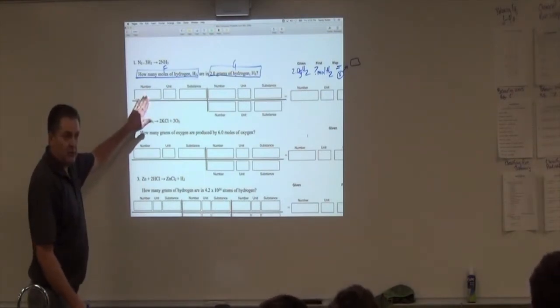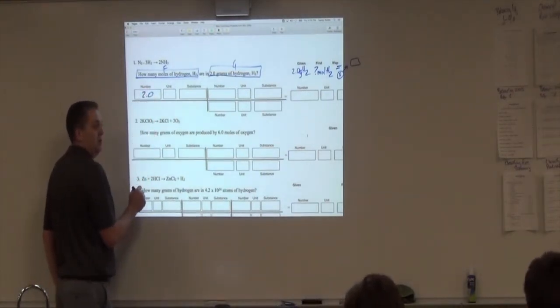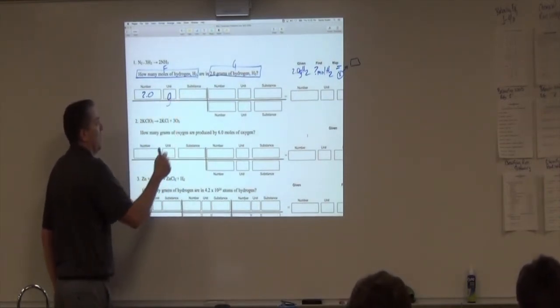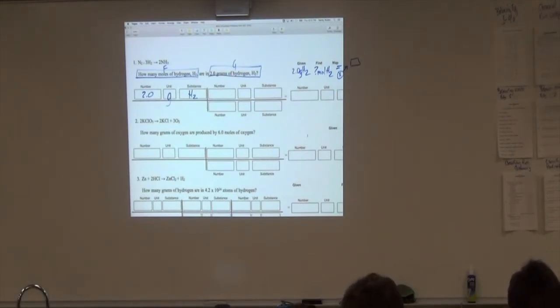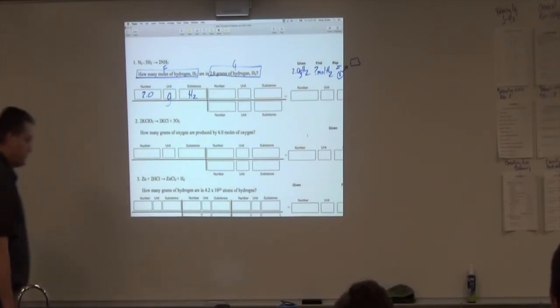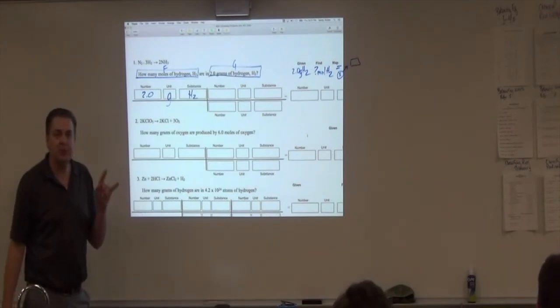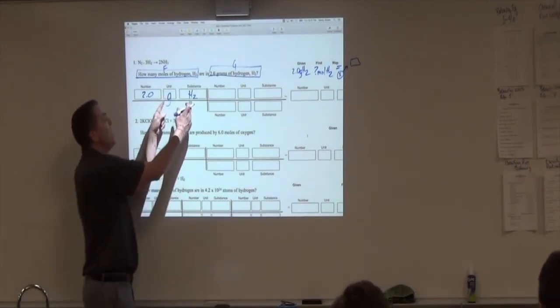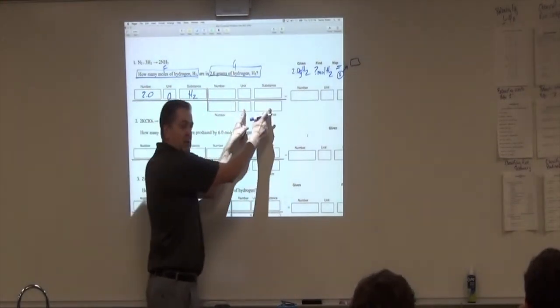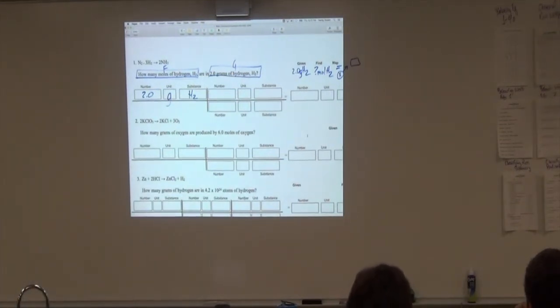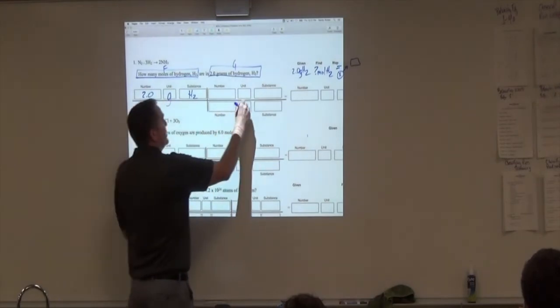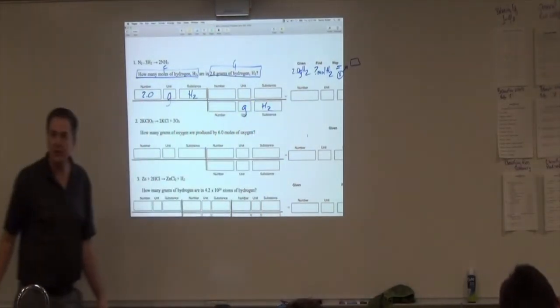So here, I put my number in this box, 2.0. My unit is G for grams, and my substance is H2. This is the part kids will not do. They'll put the 2, and then after that, they're confused. Now, I want my units and substance to cancel out as I go. So because I have grams here, what do I got to put here? Grams? No! How do they cancel out? Well, you put them on the bottom. Grams of H2 will go right there.